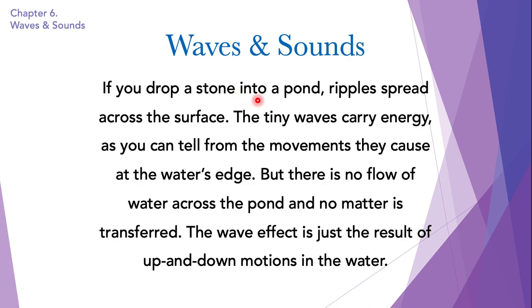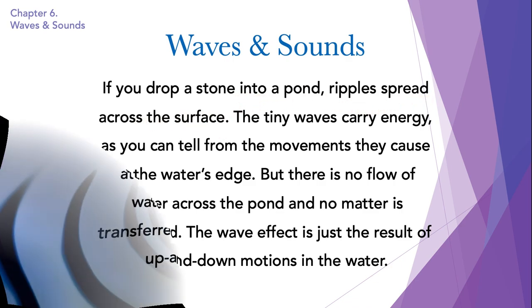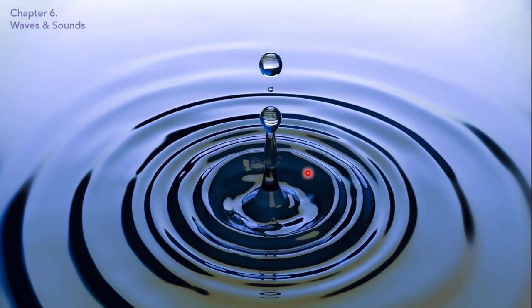If you drop a stone into a pond, ripples spread across the surface. Like you can see this ripple, a drop of water hit the surface of this liquid, and tiny waves started to form. These tiny waves carry energy, and as you can tell from the movement, they cause movement at the water's surface. But there is no flow of water across the pond, and no matter is transferred. So this wave effect is just the result of up and down motions in the water.